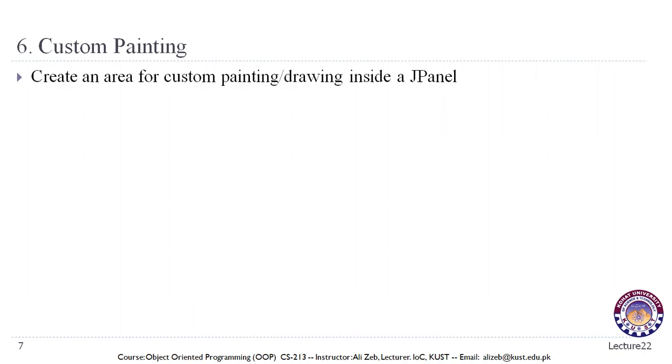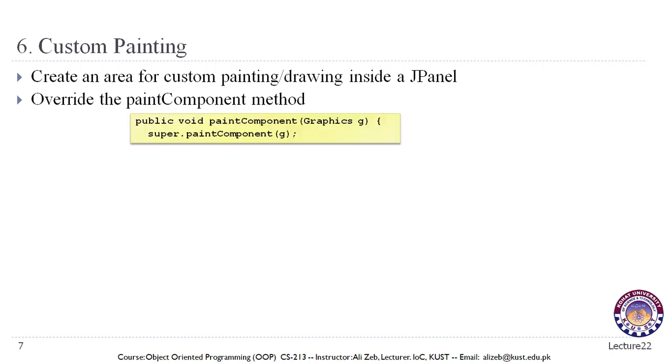Custom painting: we can use the JPanel for custom painting on our form. Let's say we can create an area for custom painting, drawing inside a panel. If we want to draw something randomly on a panel, then we can use the JPanel for that purpose. It overrides the paintComponent method. We'll see that in a while. So we have a public void paintComponent method, and it has an object of the Graphics class that we'll import.